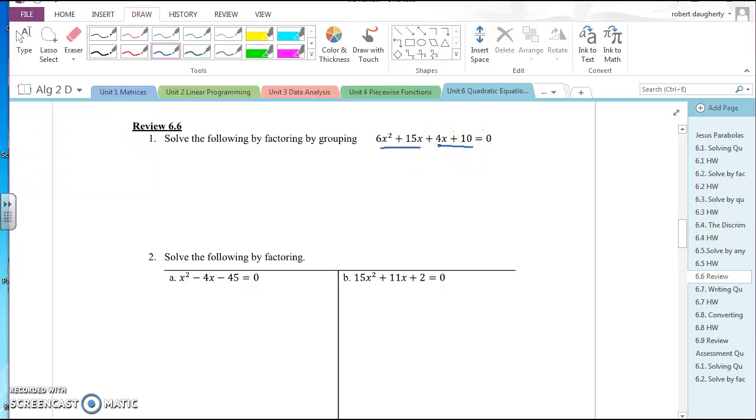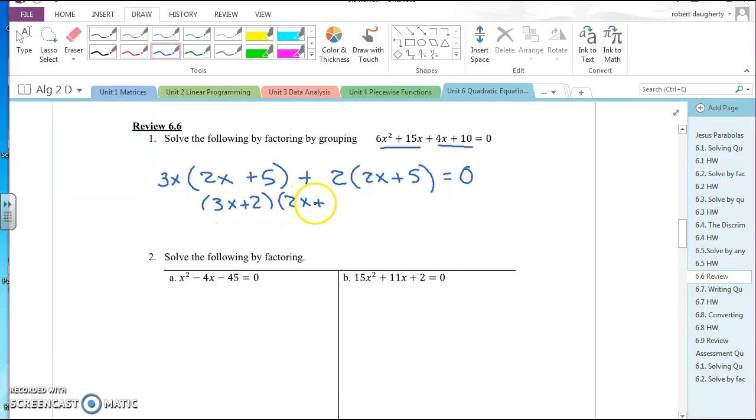The first two terms look like they have a 3x in common. So 3x times 2x is 6x squared, so plus 5. Bring down that plus sign. It looks like the next thing I can factor a 2, and I'm left with 2x plus 5 equals 0. So this means that 3x plus 2 times 2x plus 5 equals 0.